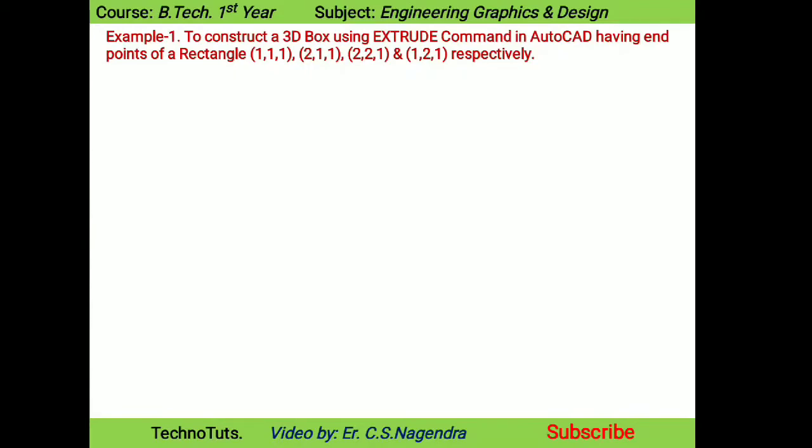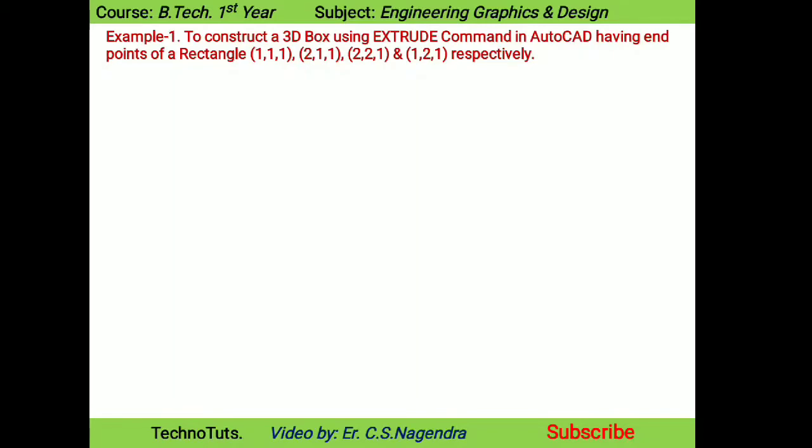Here in each coordinate 3 points is given, that is first is for x coordinate, second is for y coordinate and third is for z coordinate. So inside the bracket x, y, z coordinate. Okay. So let us solve the problem.